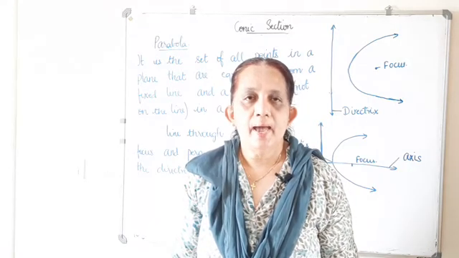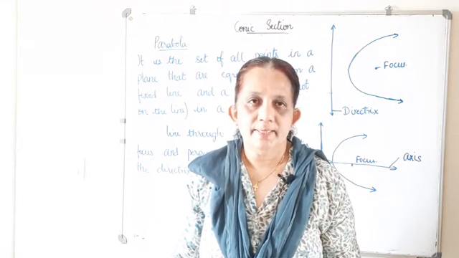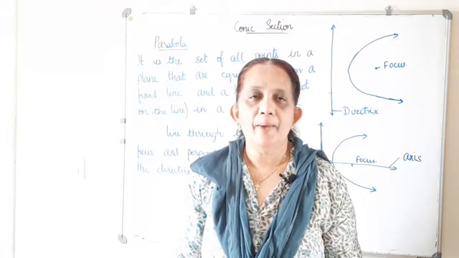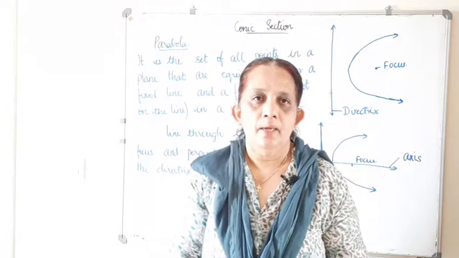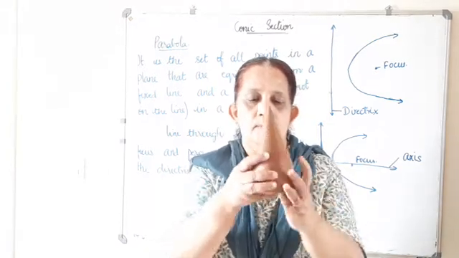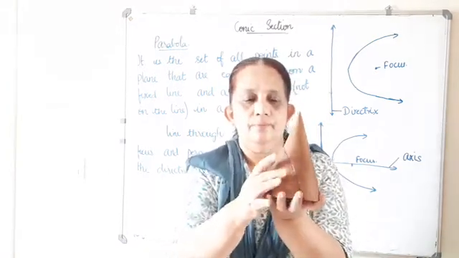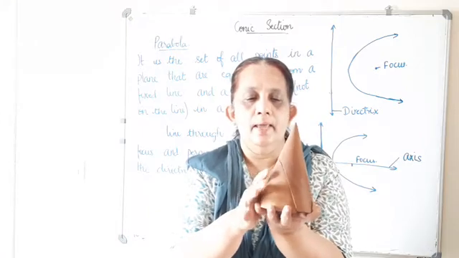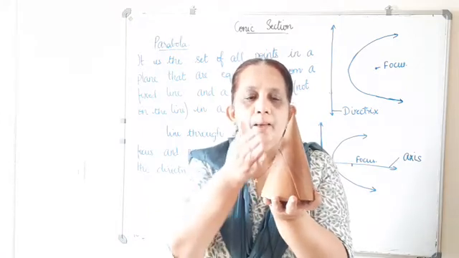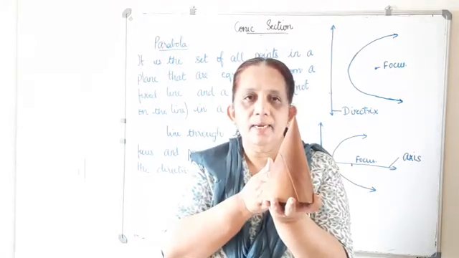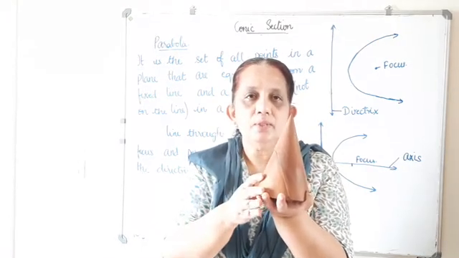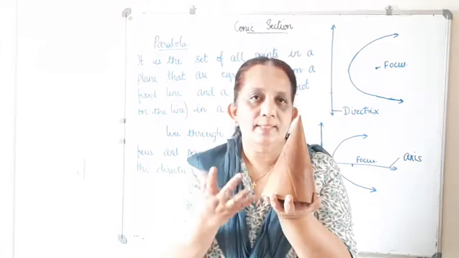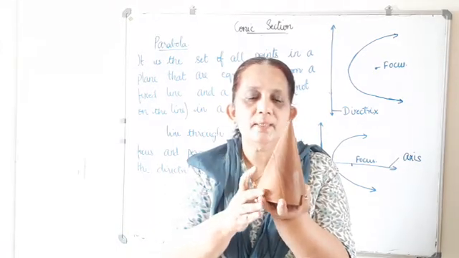Next we have a conic section that we get when you slice a cone parallel to the generator, which is called a parabola. Consider this right circular cone. If you slice this cone parallel to the generator, we get a new conic section, and that conic section is called a parabola.